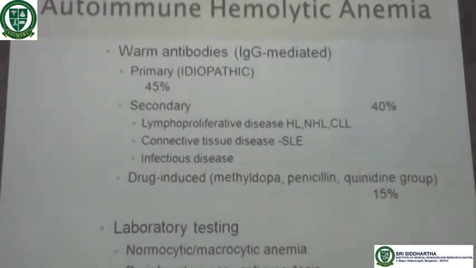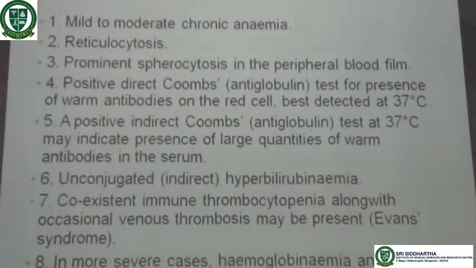These antibodies react at 37 degrees, IgG type. What you see in lab, you see normocytic or macrocytic anemia. Normocytic means the RBCs are normal size, macrocytic means the RBC size is increased. Also in the peripheral smear we see spherocytosis. Okay.